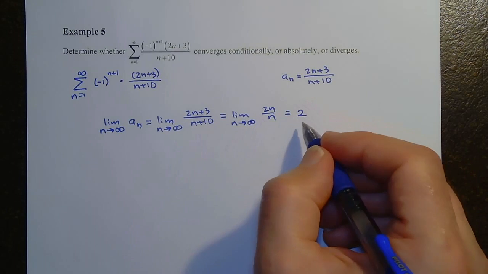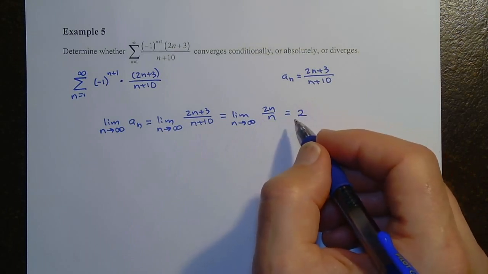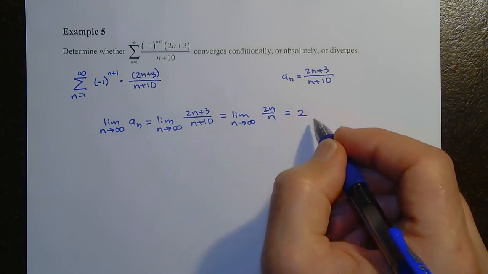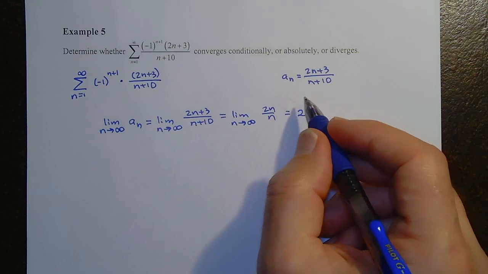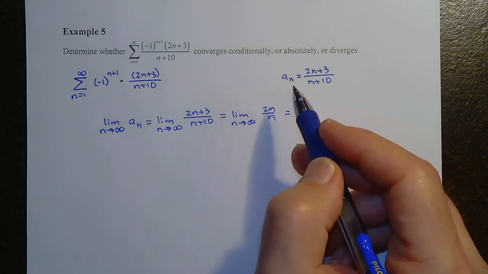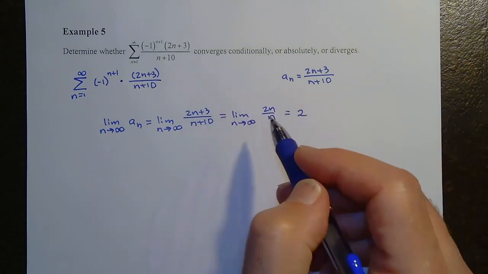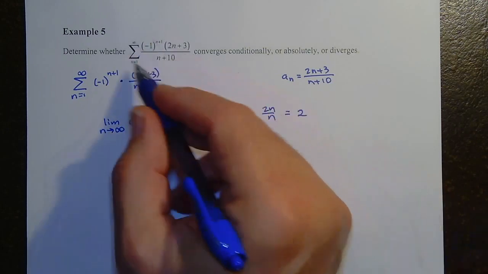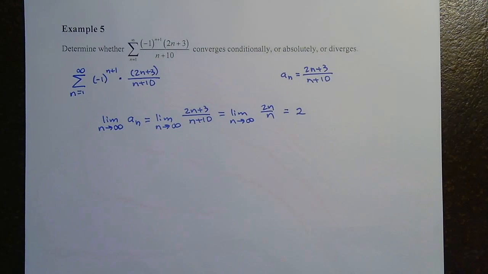I just started with this one, right? Then that means we can't use the alternating series test. But this tells us something too. By the nth term test, this tells us that the series diverges. And since this series diverges, then we're done. If you can show that this one diverges, we're done. Like all of them are going to diverge.